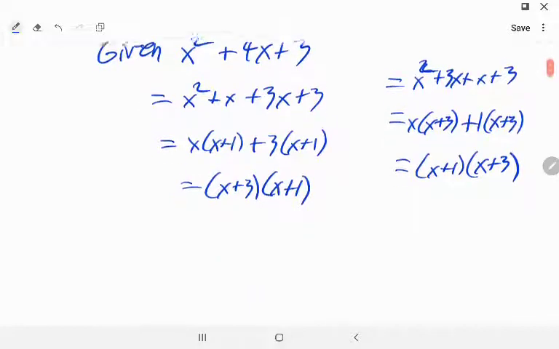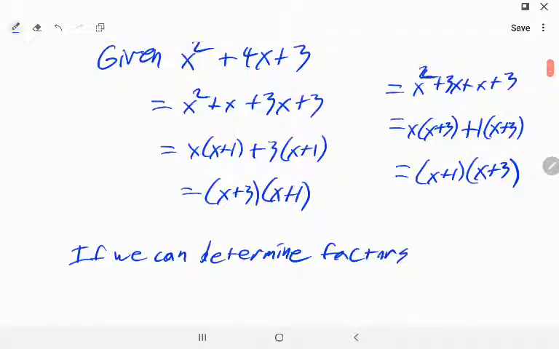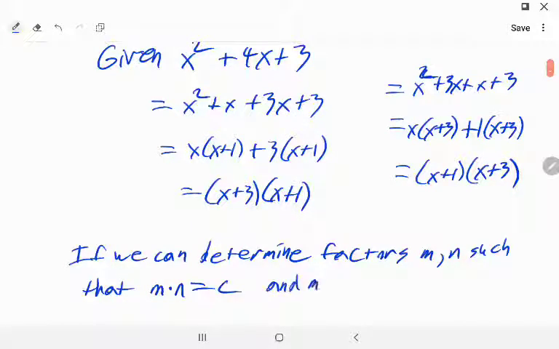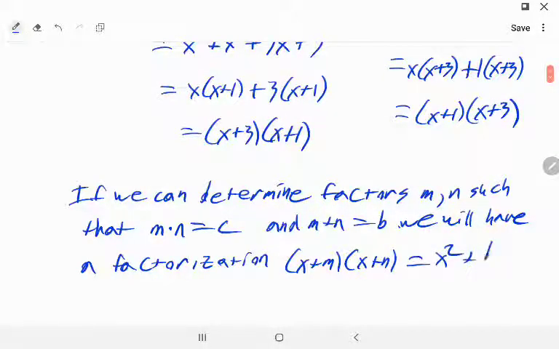And so what we're going to see is that in general, if we can determine factors m and n such that m times n equals c and m plus n equals b, we will have a factorization x plus m times x plus n equal to x squared plus bx plus c. And we can see that by factoring by grouping.